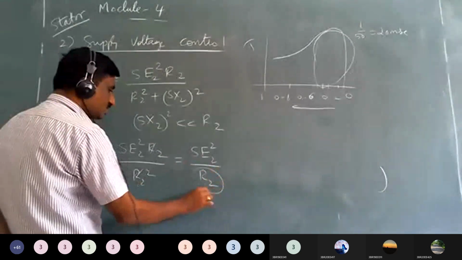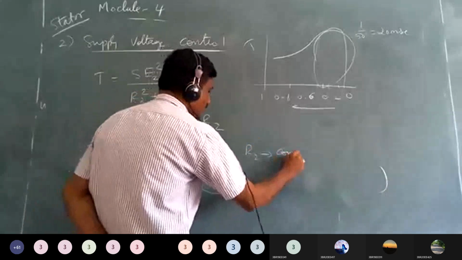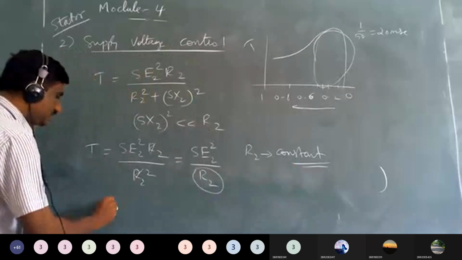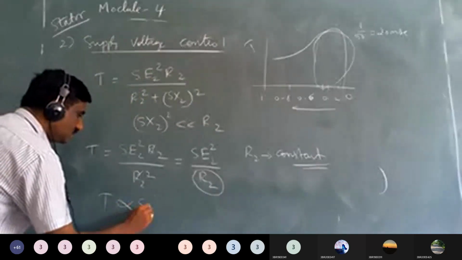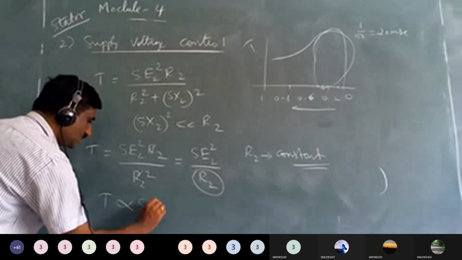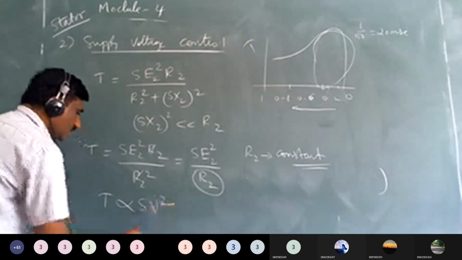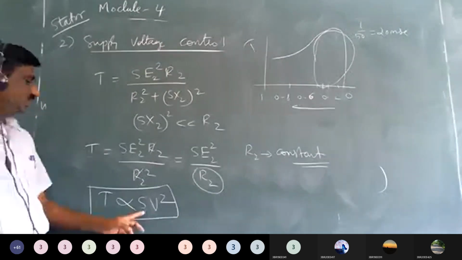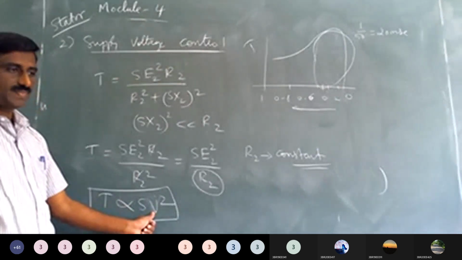Here R2 is constant. Once manufactured, it remains constant. Rotor resistance is constant. That means torque is directly proportional to S into E2 square. E2 is nothing but a voltage, so it depends upon the voltage square. Therefore, torque is directly proportional to the slip times voltage square. In order to change the torque, we have to change the voltage.